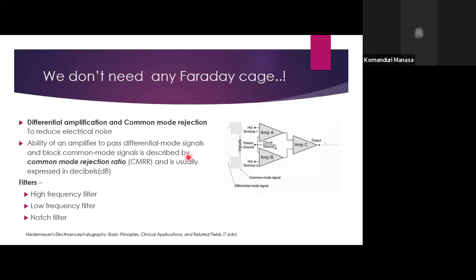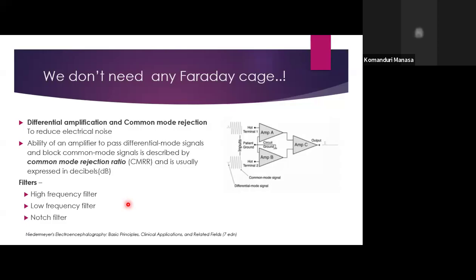The ability of the differential amplifier to pass the differential mode signal and block the common mode signal is described by the common mode rejection ratio. This is expressed in decibels. So this helps in reducing the electrical noise. For this, you want a reference point also.